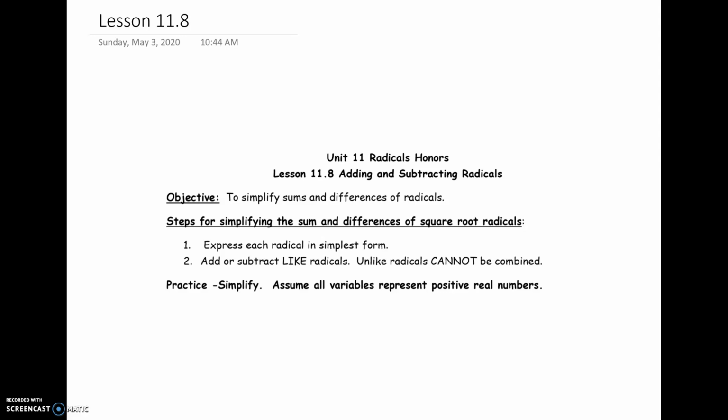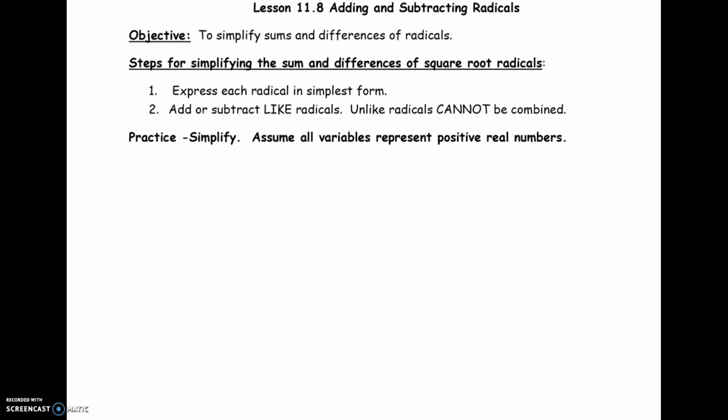Okay, good morning. So today we're working on lesson 11.8, which is adding and subtracting radicals. Our objective is to simplify sums and differences of radicals, and there's two steps we're going to follow when we do that. The first one says express each radical in simplest form, meaning that your radicand does not have any perfect square factors. Second, you're going to add or subtract like radicals, just like we added and subtracted like terms.